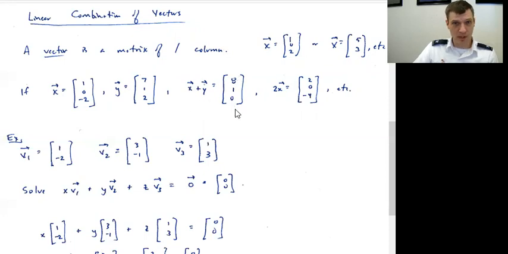Pretty straightforward. I can multiply my vector by a constant, some sort of scalar. And in this case, I can multiply by a 0 scalar if I want to.